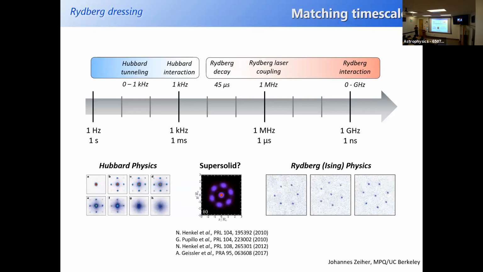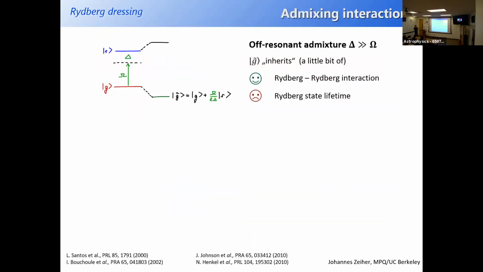And I can't answer the question of whether we can see a supersolid. I can actually answer that we couldn't see it, we tried, but I can answer how we can try to bridge the gap. And the idea for that has been out there for a long time. It's so-called Rydberg dressing. And Rydberg dressing actually is conceptually very simple.